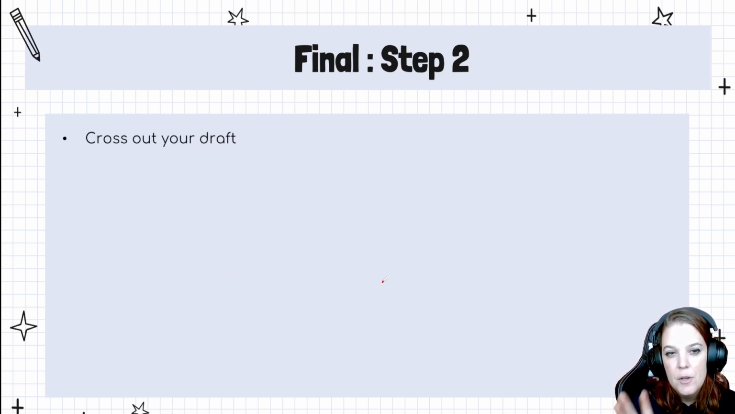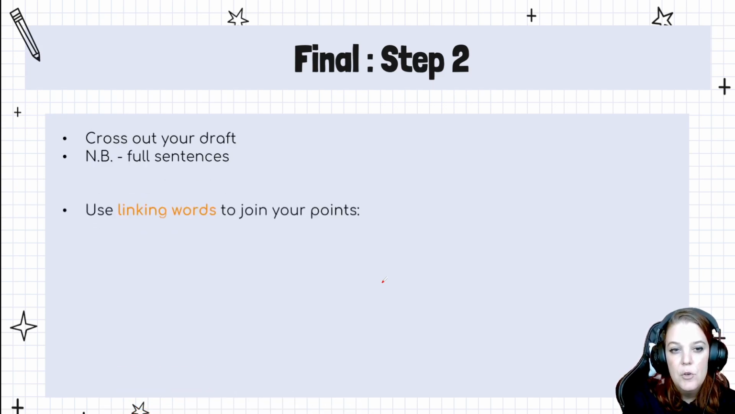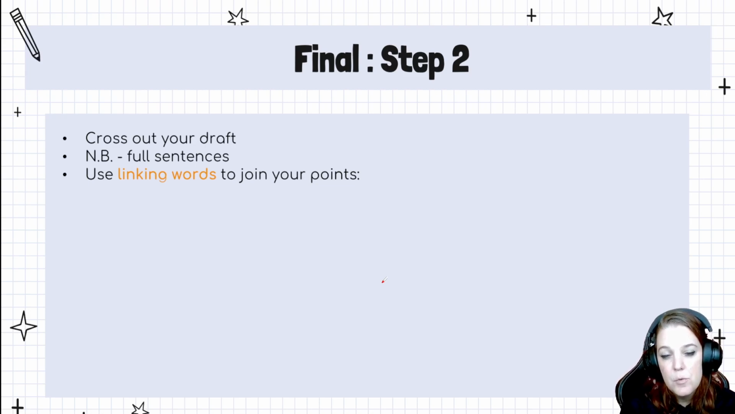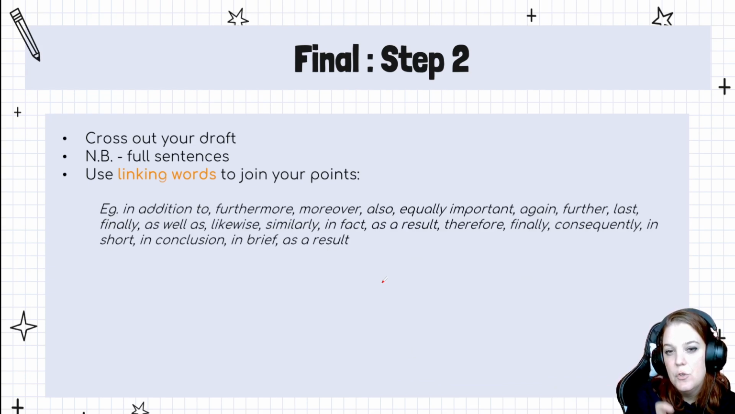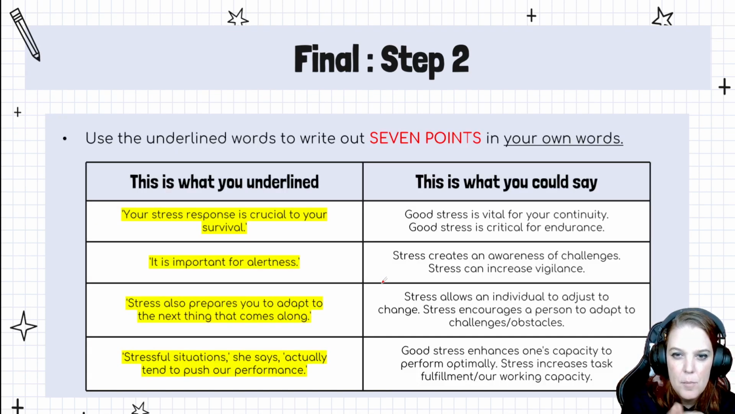Okay, so important, if you are doing a first draft, you need to cross out that draft. And when you're doing your paragraph, you need to make sure that you are using full sentences, no half sentences or short words or slang or little keywords or abbreviations. Use full sentences. And it's also good to use linking words to your points. So some of the points that I've read in the past can be very disjointed. If you just say, for example, stress is vital for your continuity. Stress creates an awareness of challenges. Stress allows an individual to adjust to change. Good stress enhances one's capacity to perform optimally.